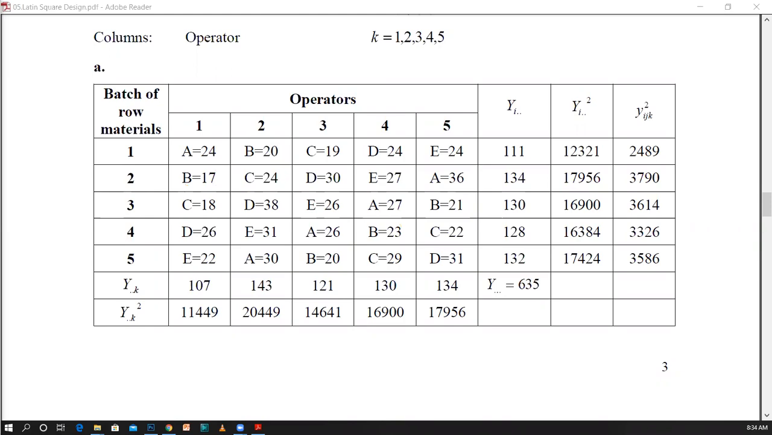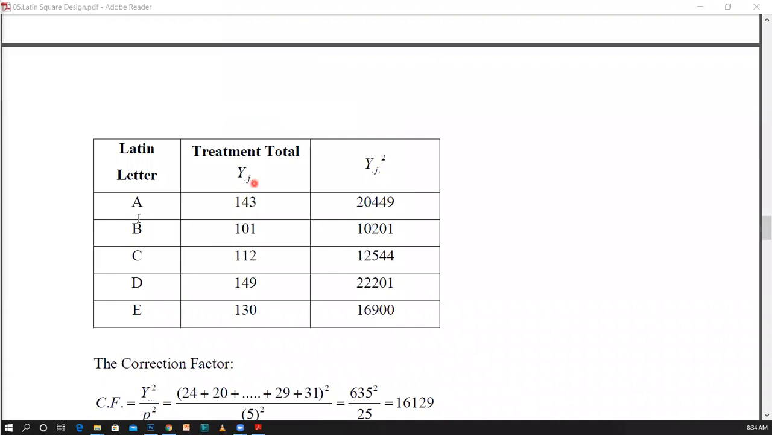Likewise, you have to get the treatment totals for all the five treatments, and this treatment total is denoted by y dot j dot. It is the jth treatment total, and then you have to square these values to get the quantity y dot j dot squared. It's because we need these quantities for the calculation.